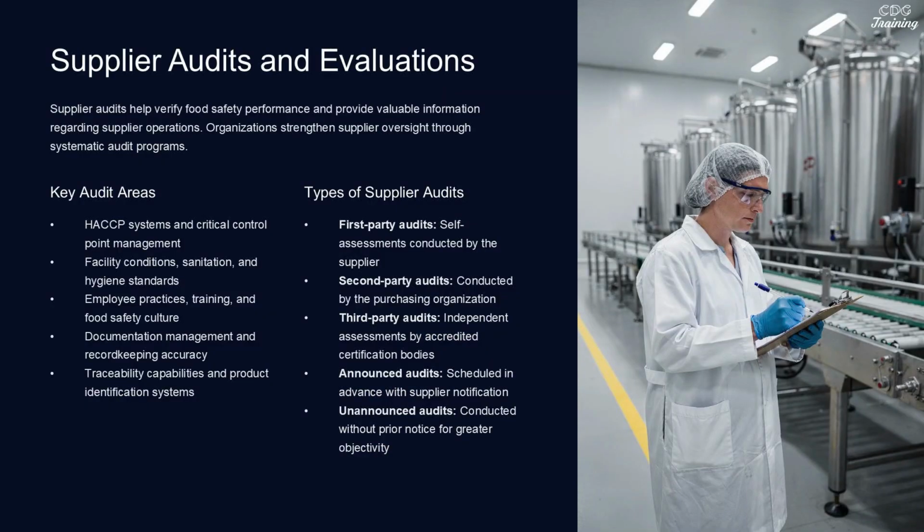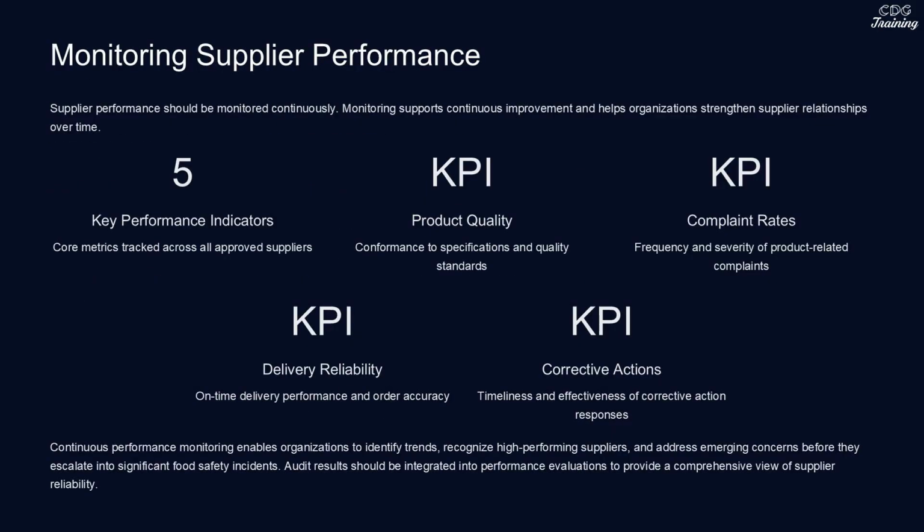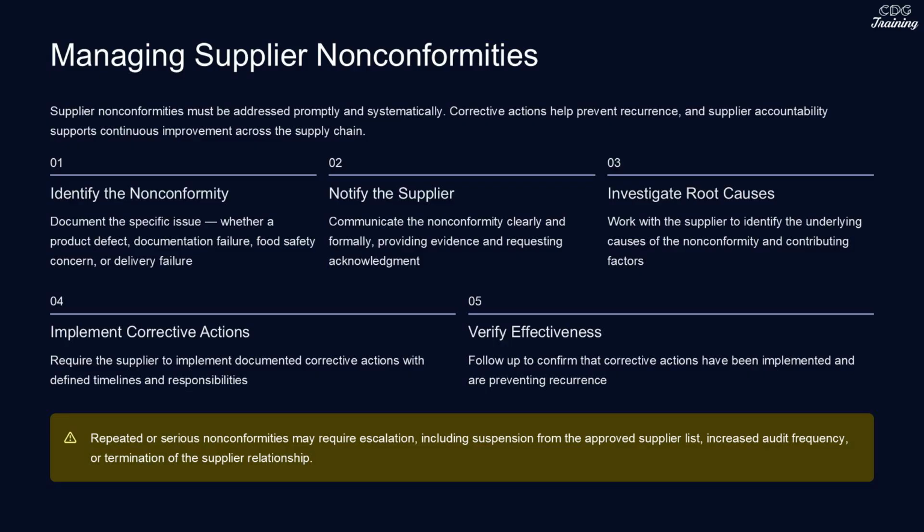Supplier audits verify food safety performance and provide valuable information regarding supplier operations. Key audit areas include HACCP systems, facility conditions, and traceability capabilities. Supplier performance should be monitored continuously using key performance indicators like product quality, compliance rates, delivery reliability, and corrective actions. Nonconformities must be addressed promptly to prevent recurrence. This involves identifying the issue, notifying the supplier, investigating root causes, implementing corrective actions, and verifying effectiveness.